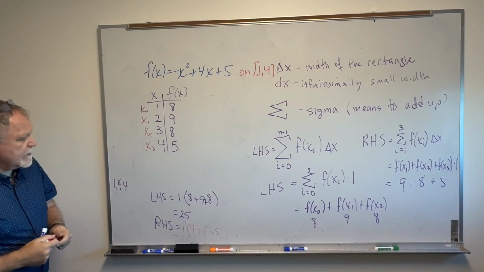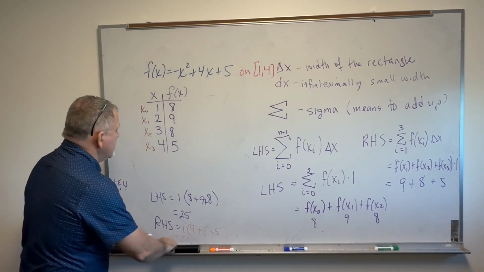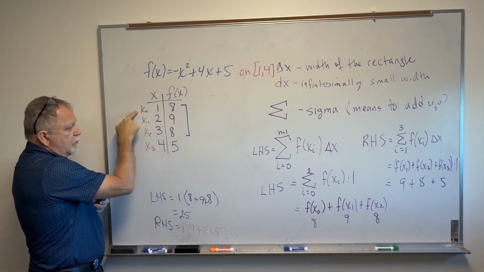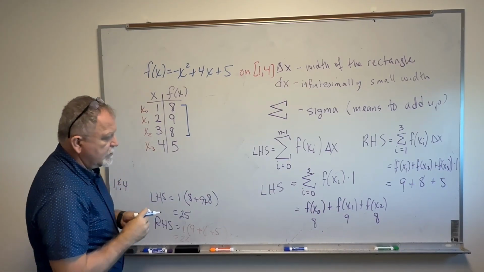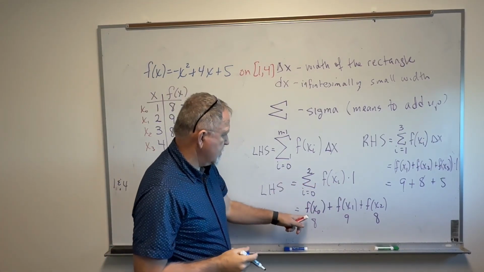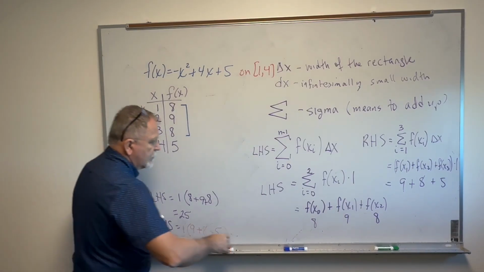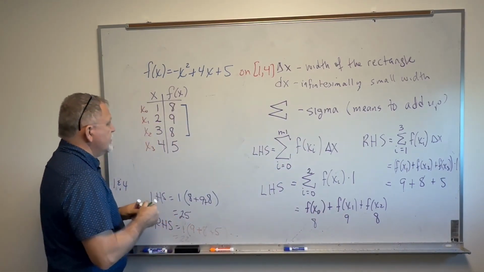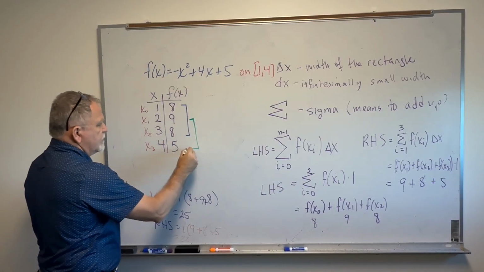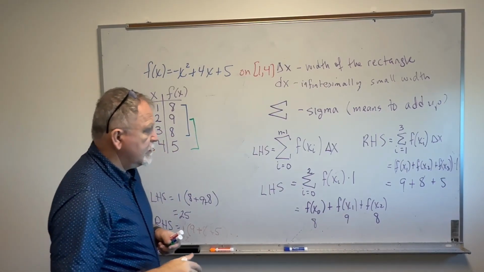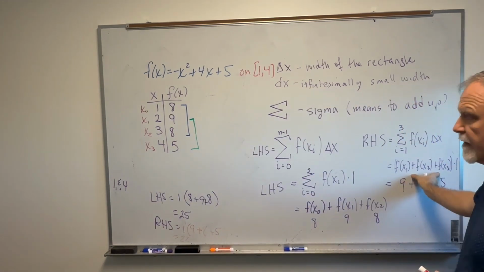And for the left-hand side, remember we used these 3 function values that will correspond with x0, x1, and x2. You can see that right there. And then for the right-hand sum, we used these 3 function values, the 9, the 8, the 5, that correspond with x1, x2, x3. You can see that notation right there.